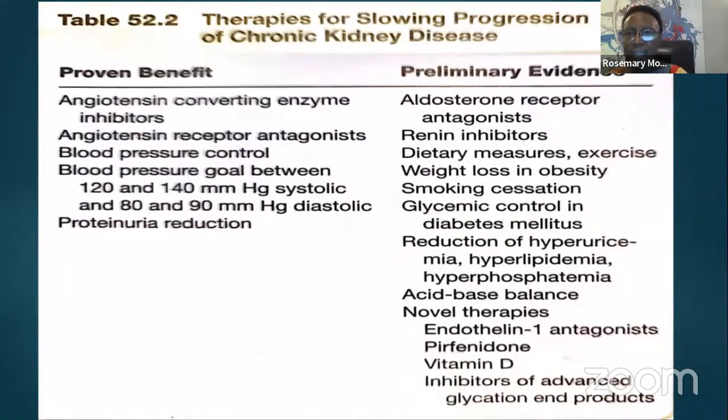Those that still need preliminary evidence are your aldosterone antagonists, your renin inhibitors, things like your dietary measures, exercise, weight loss and obesity, smoking cessation, your glycemic control. Reduction of your hyperuricemia is also one of the important ones, because high uric acid has been shown to contribute quite significantly to hypertension.